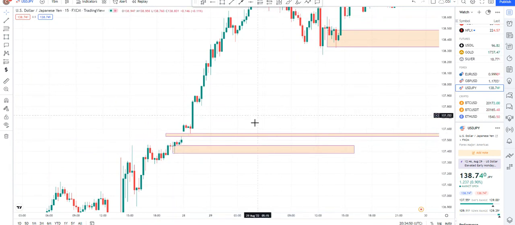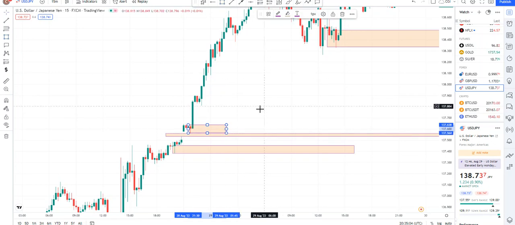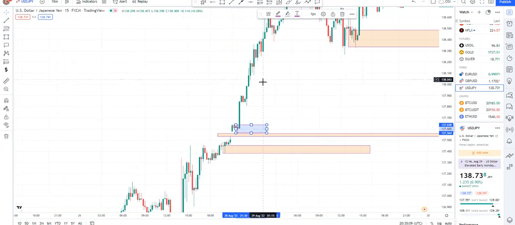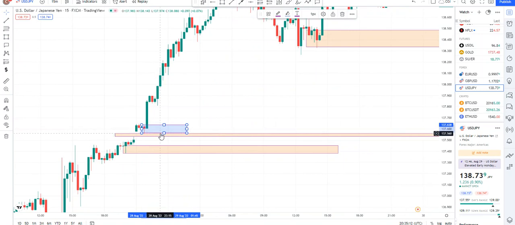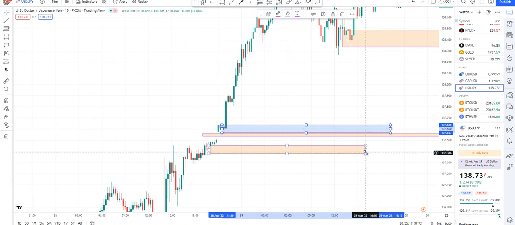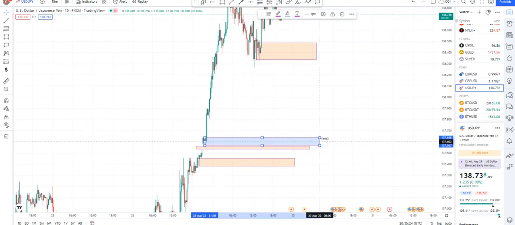Okay, so yeah, this tiny candle, let me mark it in that color, even though I don't want to mark it out because it is just above a tiny vacuum, but it's still very important. But then the move is very strong. I don't really expect it to come down here.